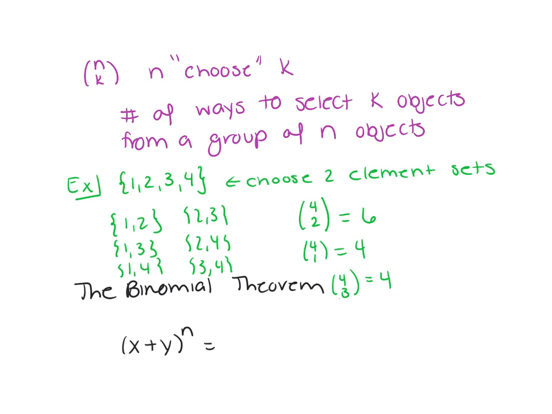Okay? Now, we just listed the 4 choose 2 element sets, but how do we do this in general? Like, you're not really listing them every time. So how are we going to do this in general? I'm going to move this down.